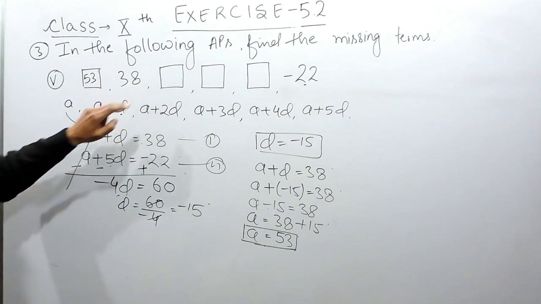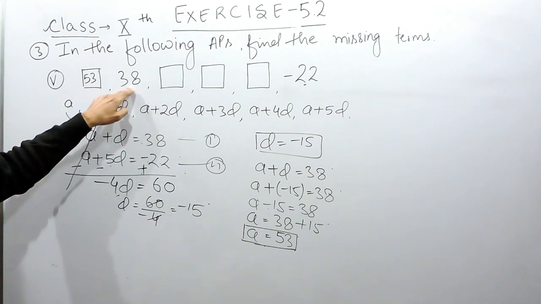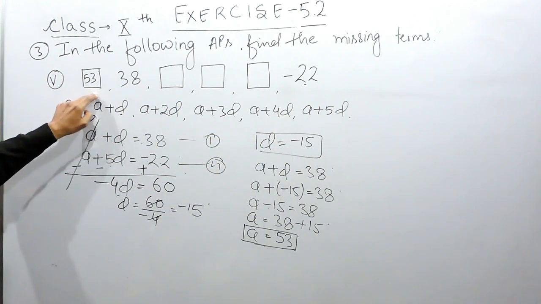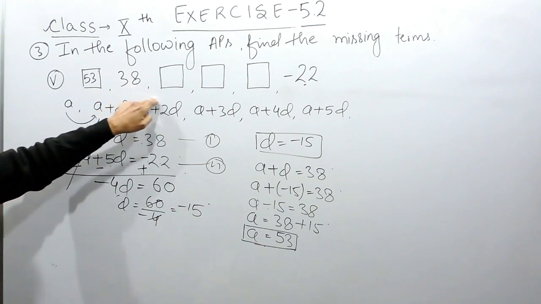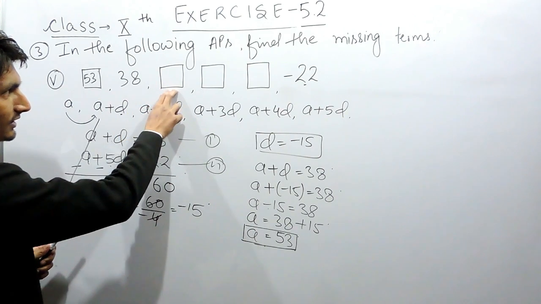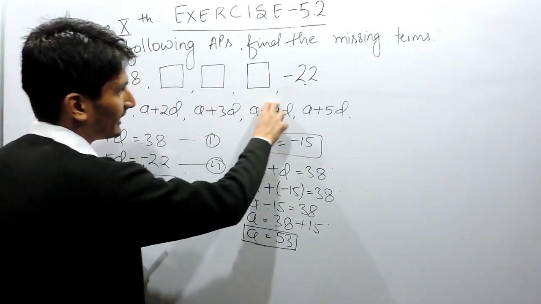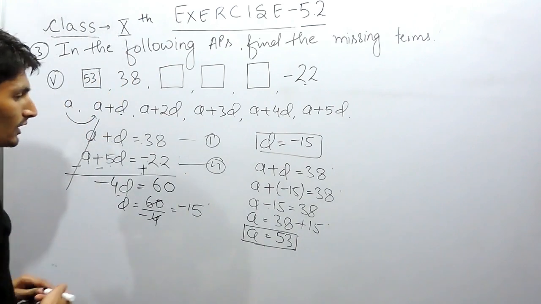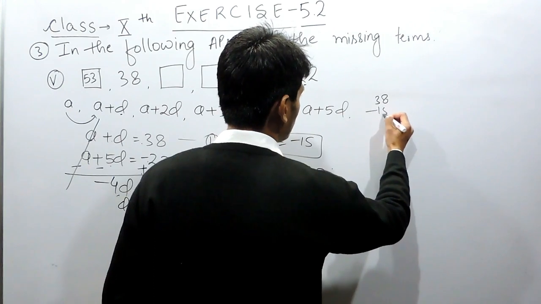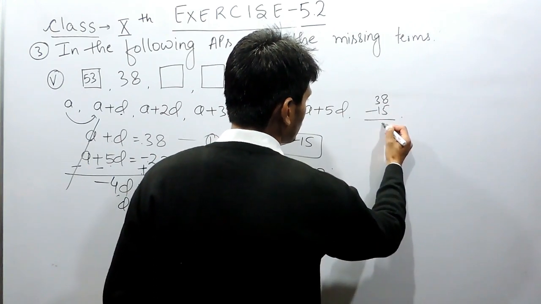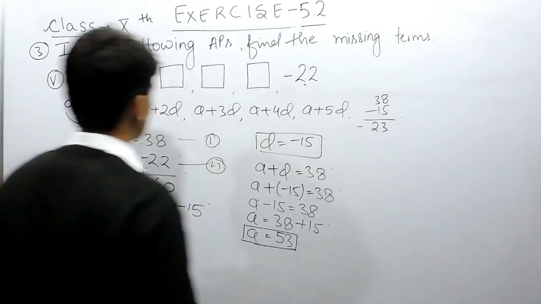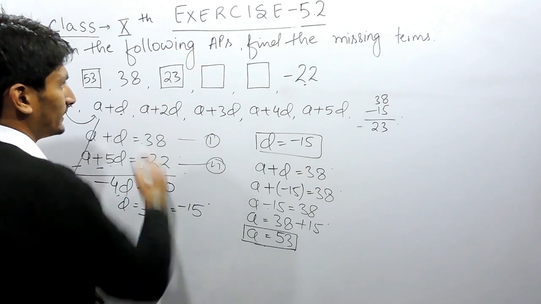To form the second term, you are subtracting a constant here. The value of this constant is minus 15. So 53 minus 15 is 38. Now again you have to subtract 15 from 38 to find the third term, and so on. So you will get your answer. So here we have to subtract 15 from 38. So 8 minus 5 is 3, and this is 2. So this will give us 23.